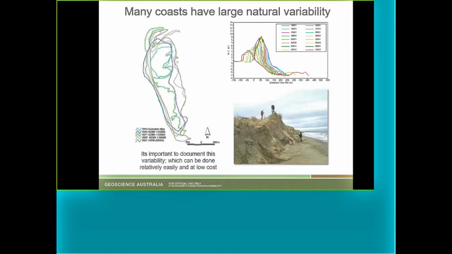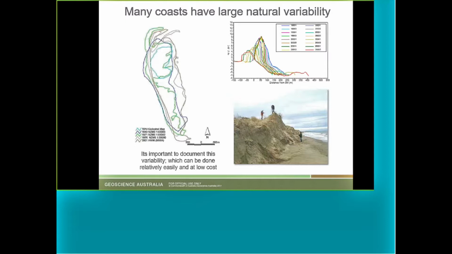And the first point really is the fact that coasts change. This is something that is recognised well and truly in the literature. And we can document that variability, which in some coasts can be quite extensive. We can document that variability of a coastline quite easily. So this is one of the first key points in terms of developing toolkits for measuring change.